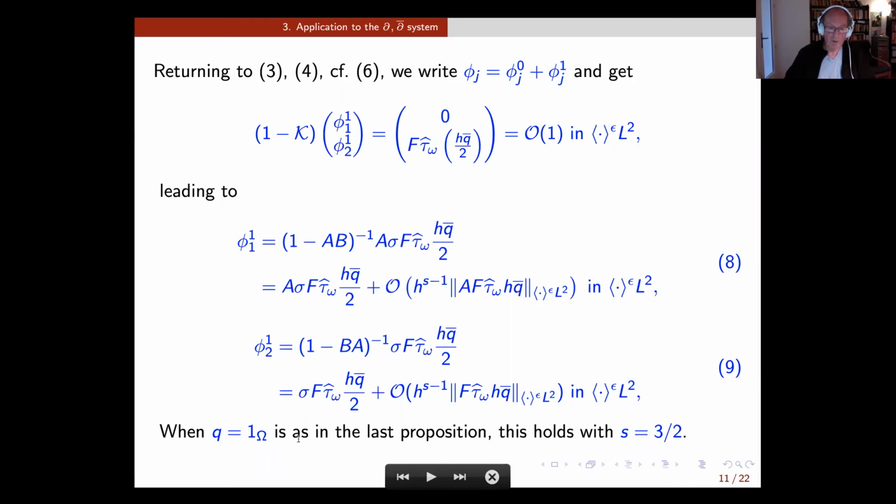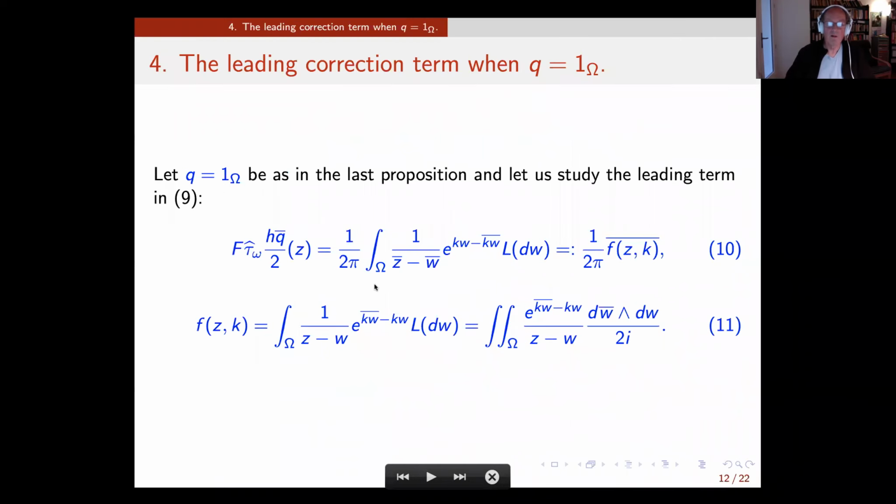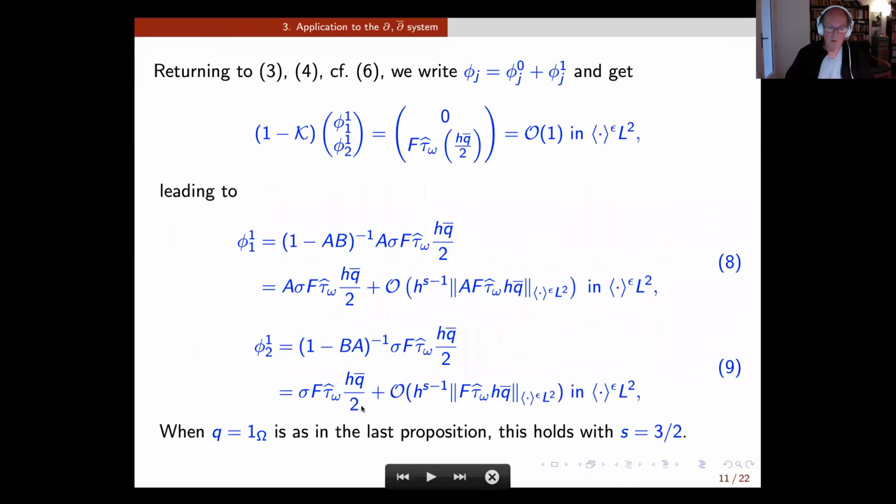So I will tell you a little about what you get in this. Now I'm looking at the leading correction term, which is this one. Let me go back just to see. So it's this term here that we should analyze. The analysis of this one will lead to double integrals that has not yet been done. Should work also, hopefully.